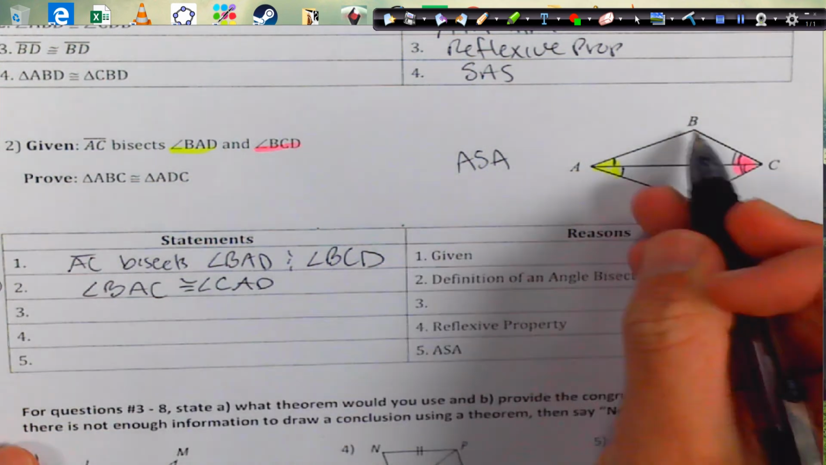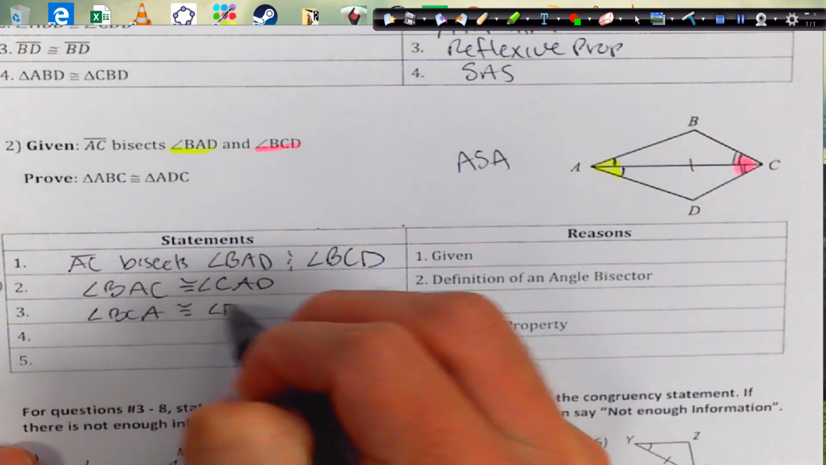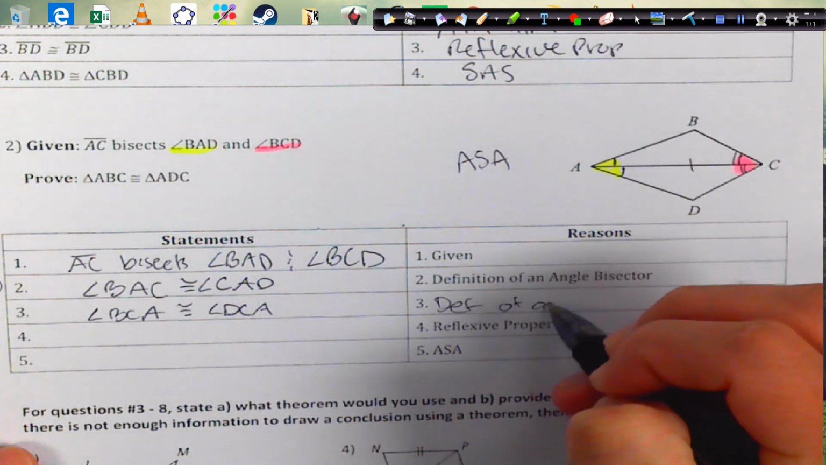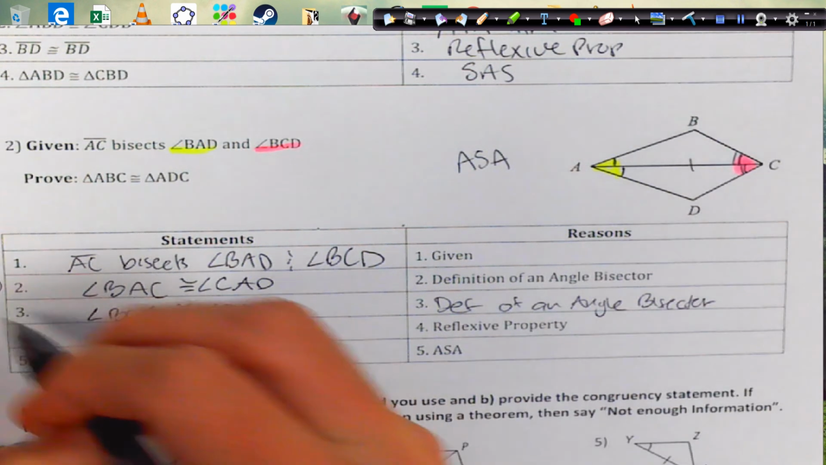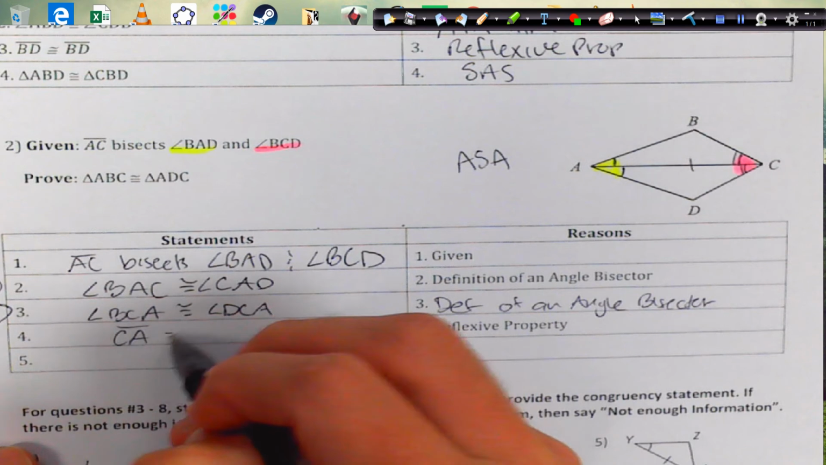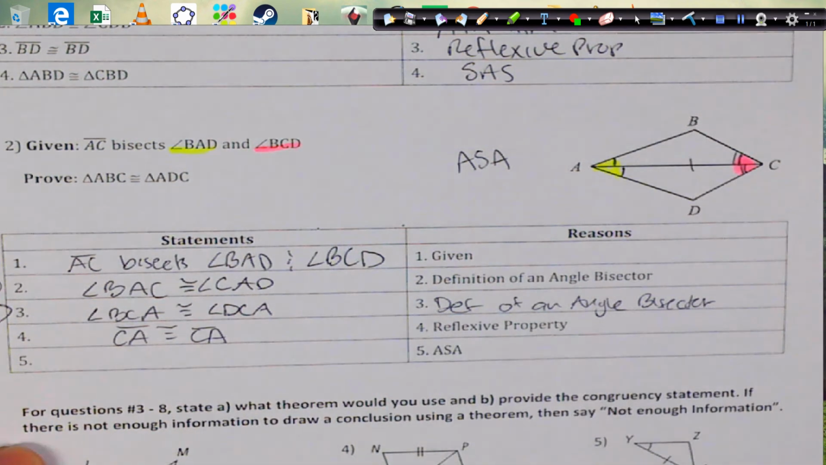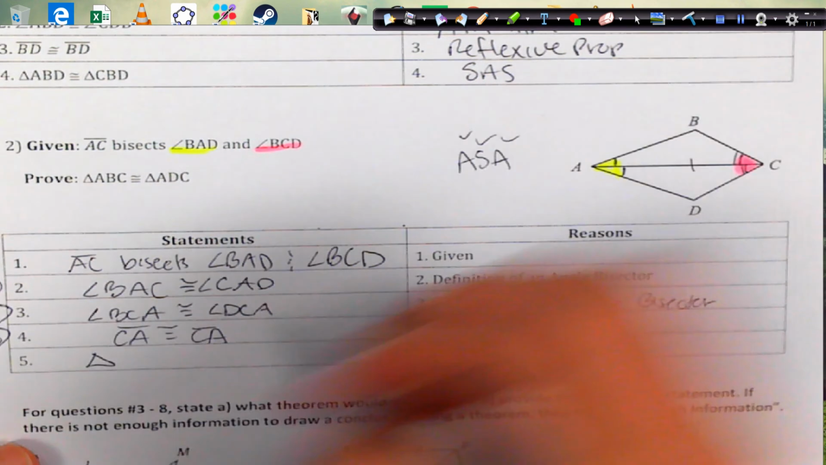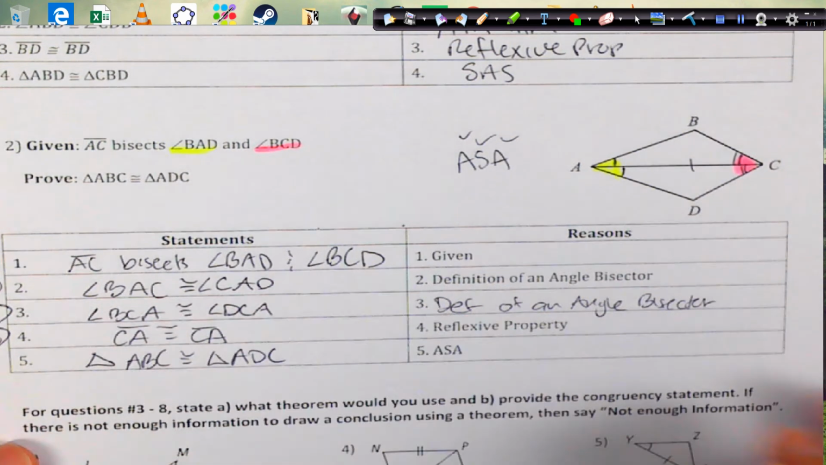The pink angles, BCA is congruent to DCA. And that's by actually the same exact reason. Definition of an angle bisector. And so that's another angle. And then our congruent side there is CA is congruent to CA. And that's by reflexive property. Okay, and then last but not least, we just write the triangles. Get all three pieces. Write the triangles are congruent. Triangle ABC is congruent to triangle ADC. And there you go.